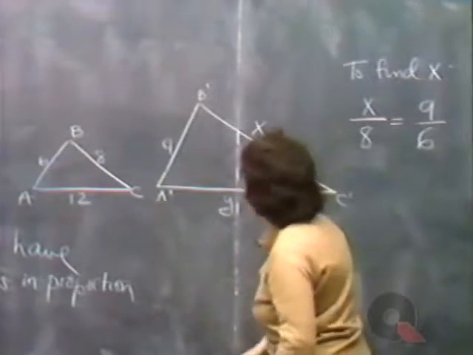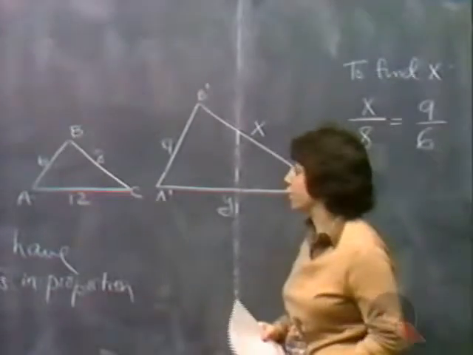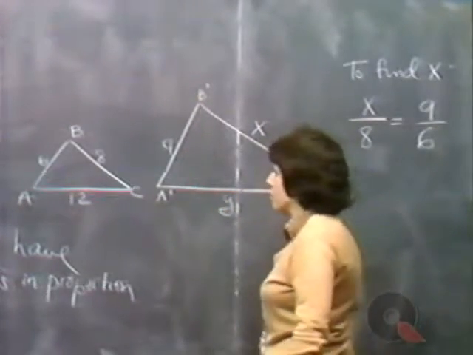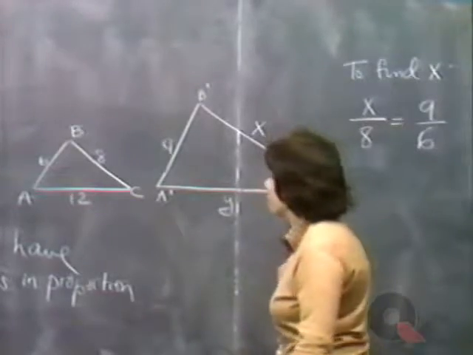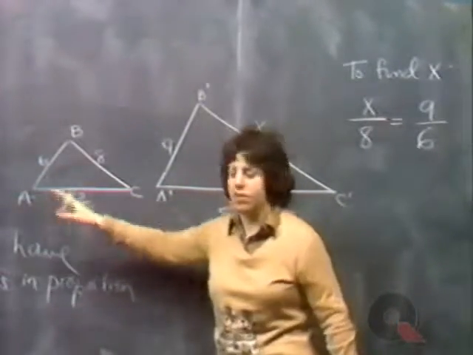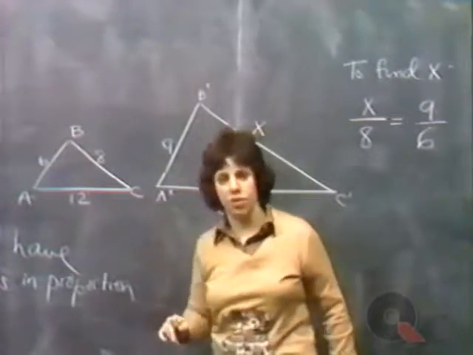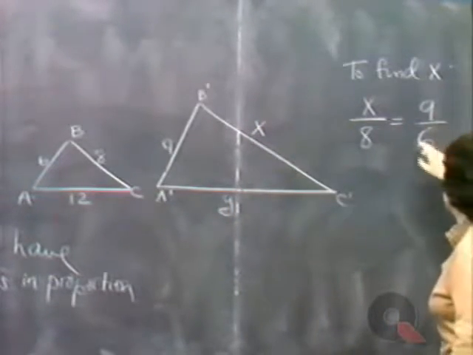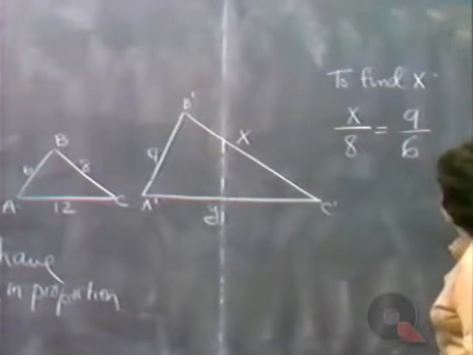In this particular case, it was very simple to figure out which sides are corresponding because of the labeling of the diagram. Sometimes it's a little harder. The trick is to look for the angles which are equal and to realize that the sides opposite the equal angles are the ones that we consider corresponding. Now we can say x is to 8 as 9 is to 6, and we want to solve for x.